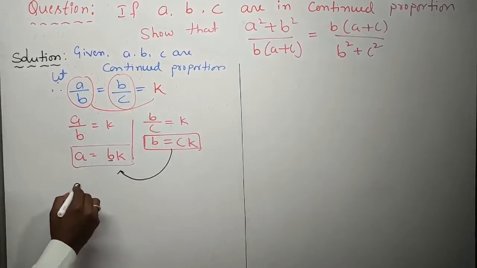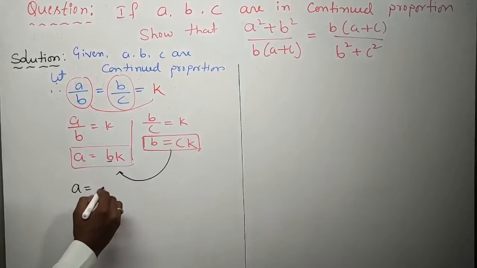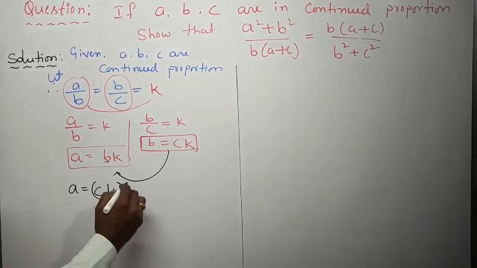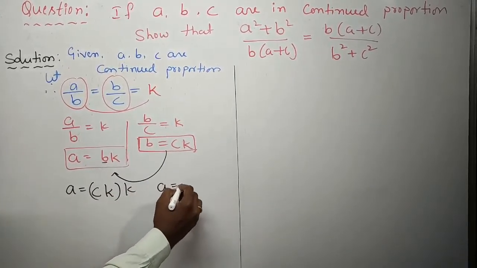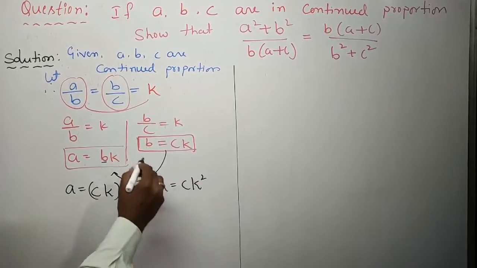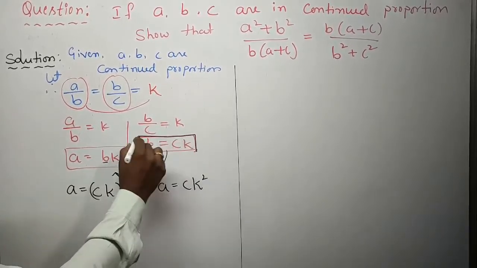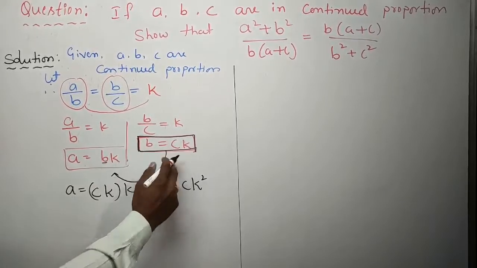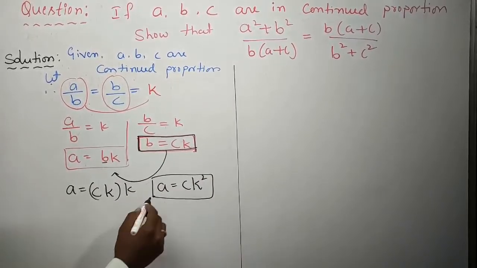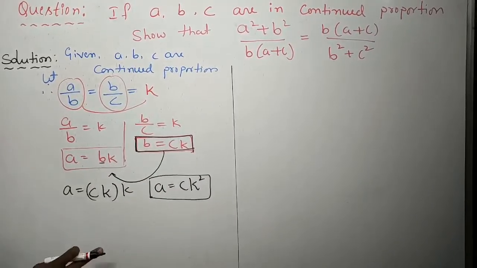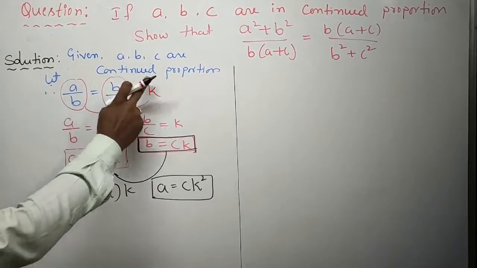What happened? a = b, in place of b I will write ck, into k. It became a = ck², children. Finally, I will substitute, instead of b, I will write ck. Instead of a, I will write ck², children. Don't get confused. First, given data: a, b, c are in continued proportion.